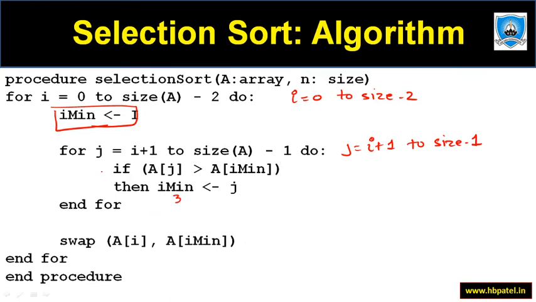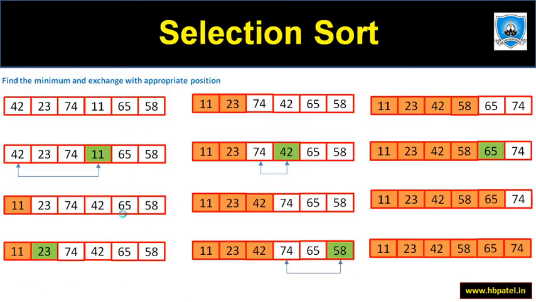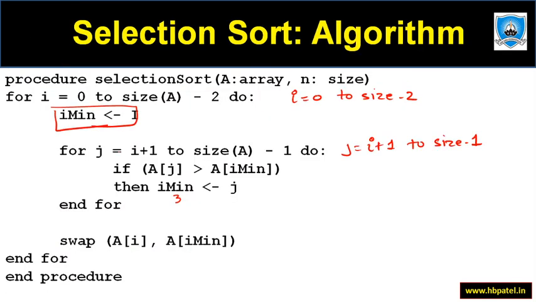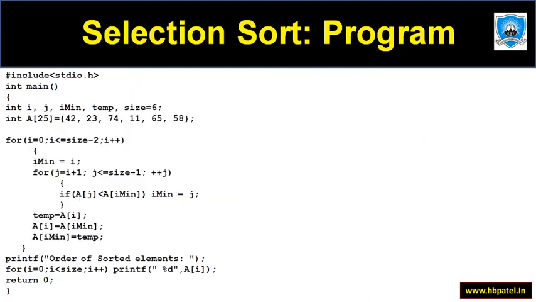Alright, and once we are out of this loop, we will be swapping A of I, so this one is A of I and this one is A of I min. So we will be swapping these two. So this is the simple selection sort algorithm. Now let us try to write a C program for this.